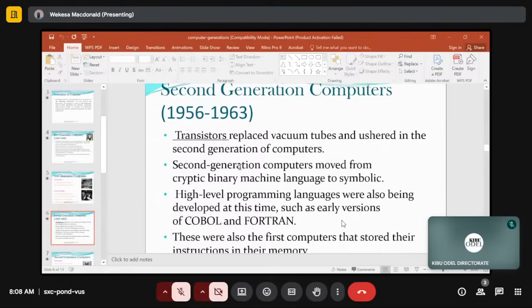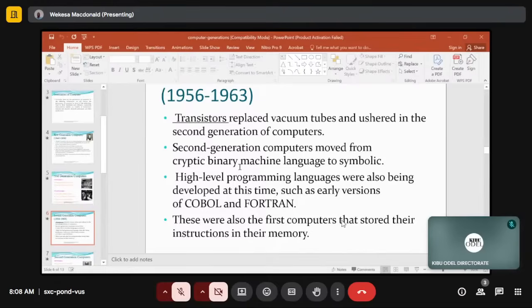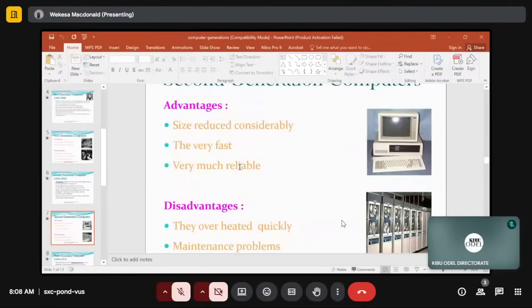Now this led to the introduction of high level language. This is human language, a language that a human being can understand. Examples include COBOL and Fortran. These are some of the high level languages that this generation used. So they had a memory to store data. That is a brief description of the second generation.